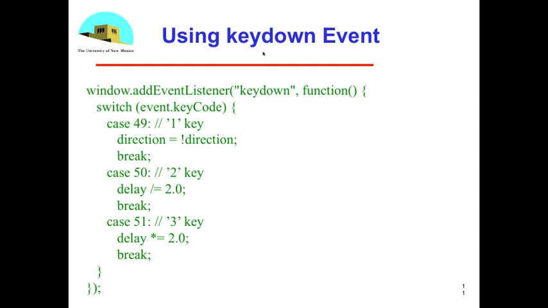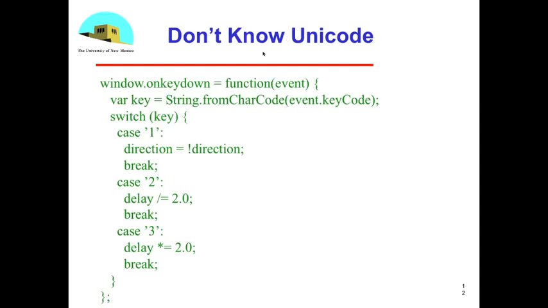But then you say, well, I don't know Unicode. I want to really do something a little bit better than that. And it turns out there's a function in HTML which will help you do that, which all this one does is now tell you that given the key code, what is the actual string that you get back. So key code 49 will give you the string 1, key code 50 will give you the string 2, and key code 51 will give you the string 3.